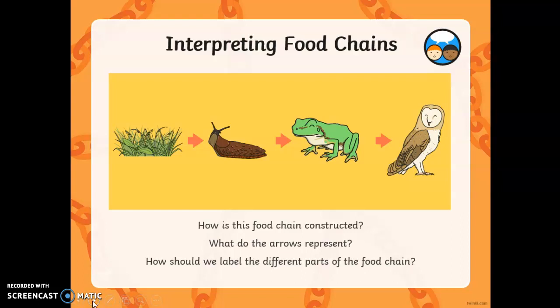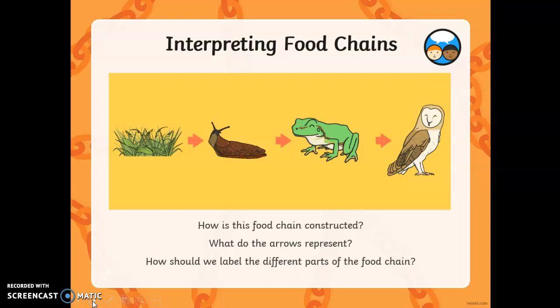So now we're going to think about interpreting food chains. So look at this food chain on our screen. It starts with some grass, then it moves on to the slug, and then the frog, and then the owl.